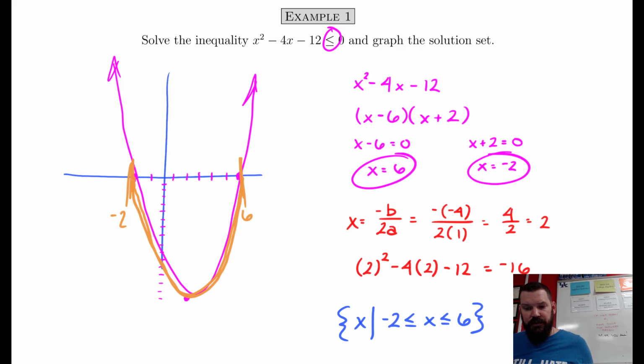If it was greater than or equal to, then we would go in the opposite direction. We would be looking at the left-hand side and the right-hand side using the zeros as well. But for now, for this one, it's less than or equal to, so it's everything in between -2 and 6.